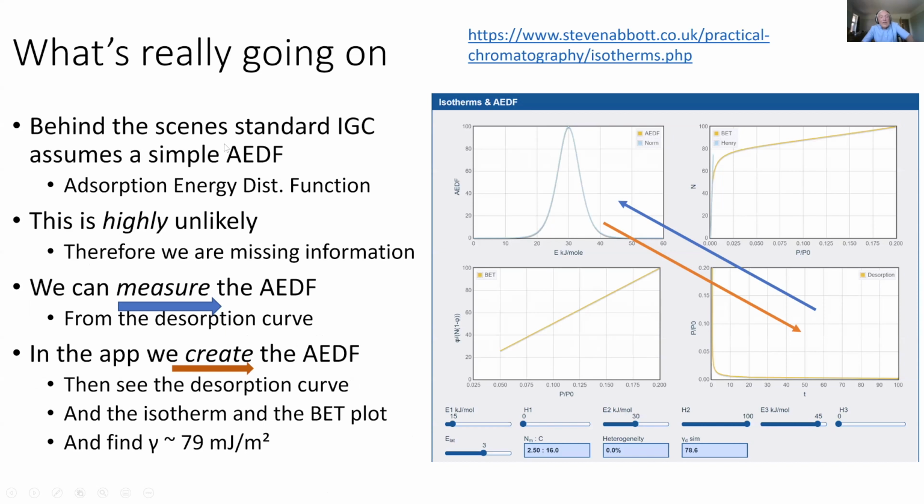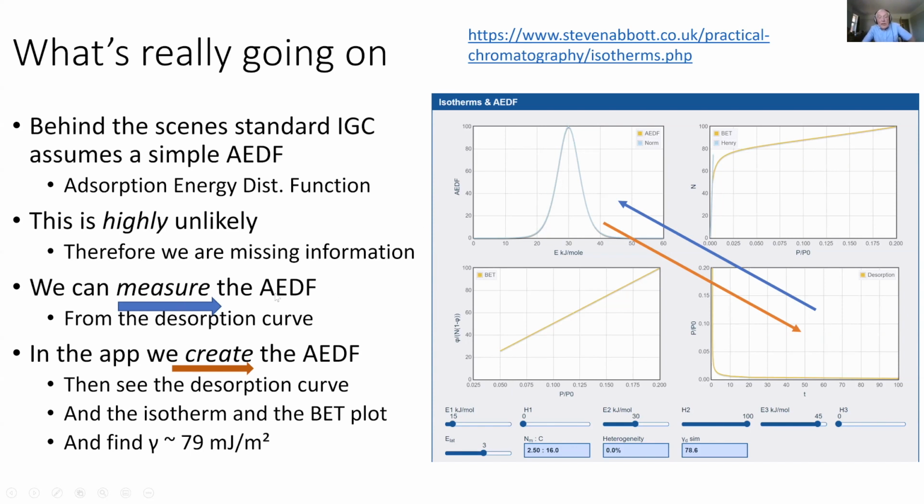Behind the scenes, standard IGC assumes, and this is erroneous, a simple AEDF, adsorption energy distribution function, which Eric mentioned in his opening talk. It's saying that this particular surface with boring alkanes has an interaction energy of 30 kilojoules per mole with some sort of distribution around it. It's highly unlikely, therefore we're missing information by making this assumption.